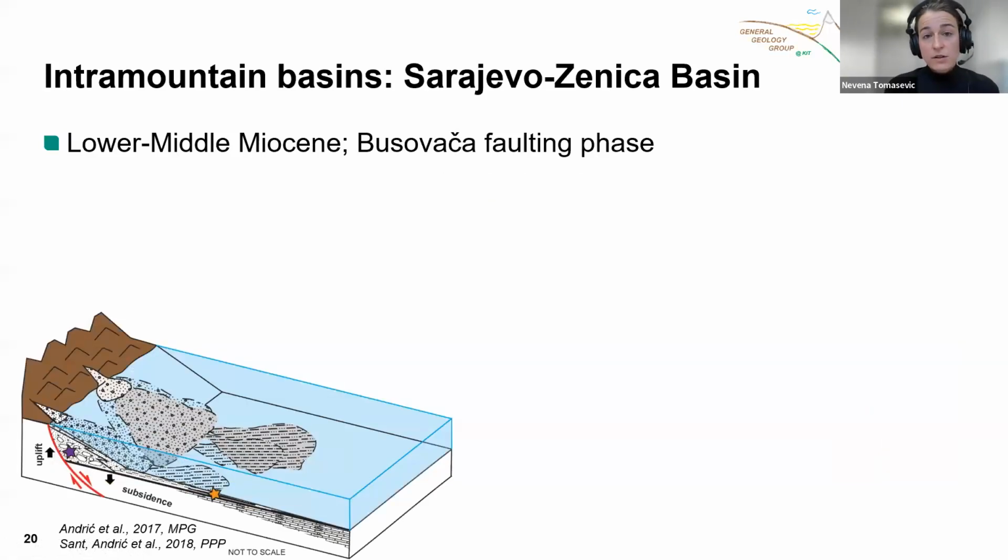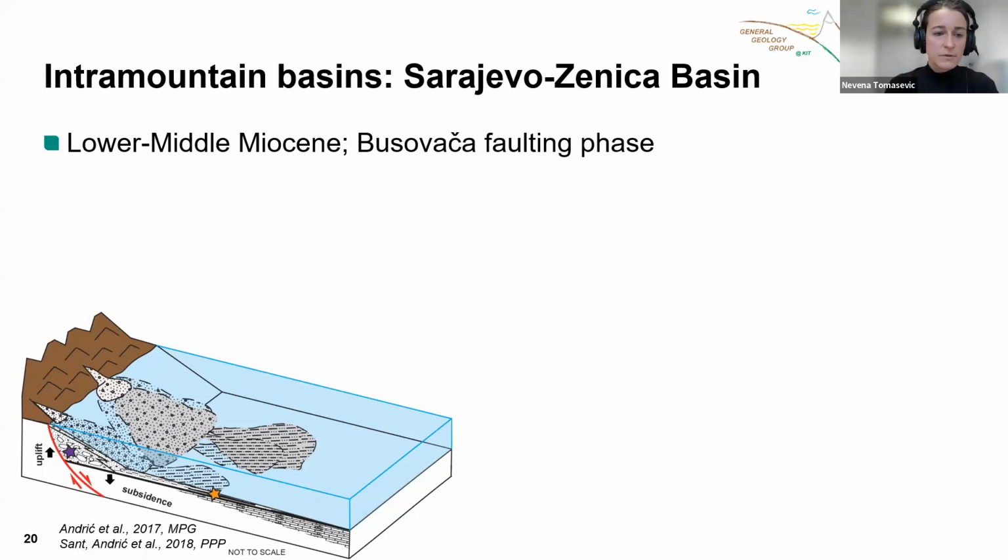This 3D block represents our idea of how the active margin looked. So this margin was controlled by normal faults, here represented by red lines, and along these faults, they allowed exhumation and growth of Bosnian schist mountains and rejuvenation of the source, which supplied the basin with coarse grain sediments, which were deposited along the depositional slopes, probably controlled by those faults.